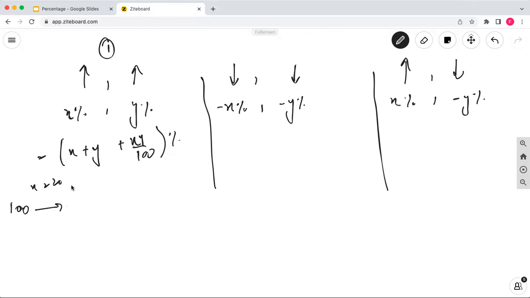For example, if I have 100 and at first X is equal to 20, I'm increasing by 20%. What is the value? That is 120. Now I am decreasing by 10%. What is the value? 108.